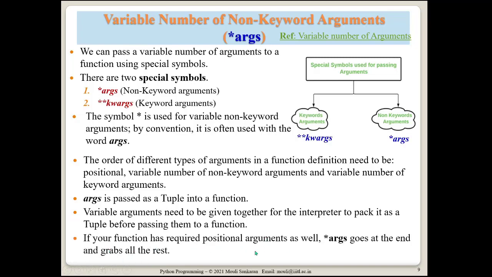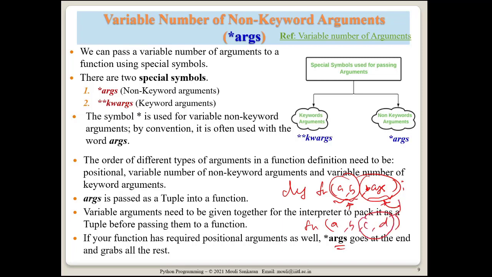If your function has required positional arguments, suppose your function def has a, b, then you give *args. That means it has required positional arguments followed by a variable number of non-keyword arguments. Then this should be followed by this. So *args should go at the end. If I am calling fn(a, b, c, d), then c and d will be packed as a tuple and a and b will go as they are. That's why it needs to be at the end of the positional arguments.